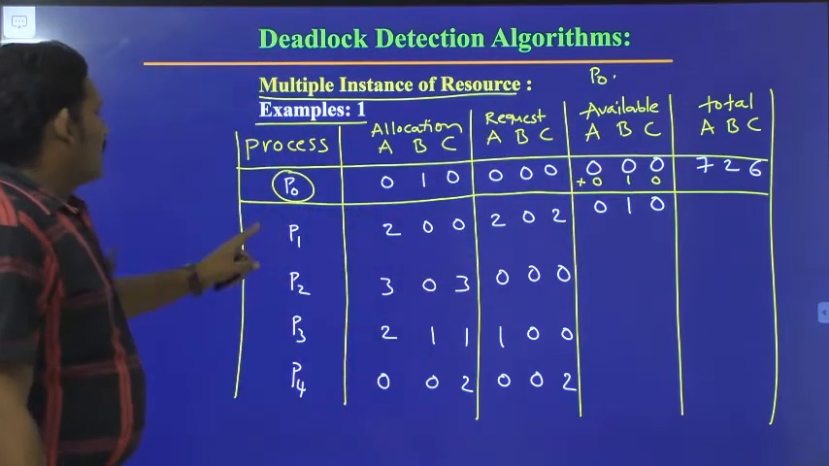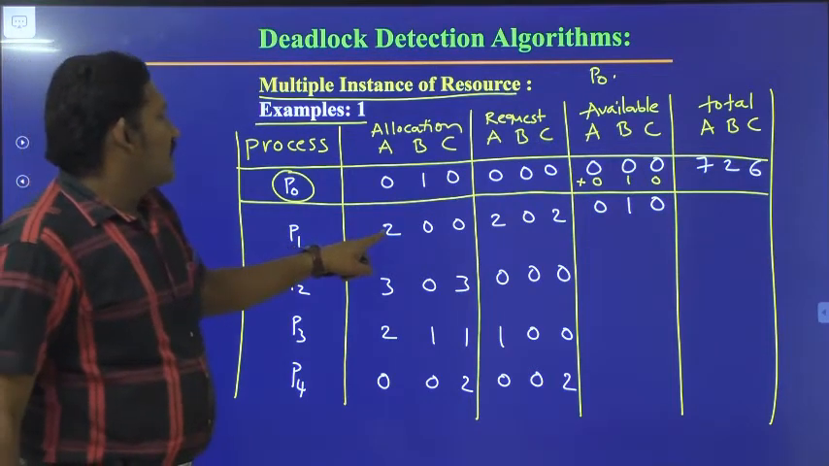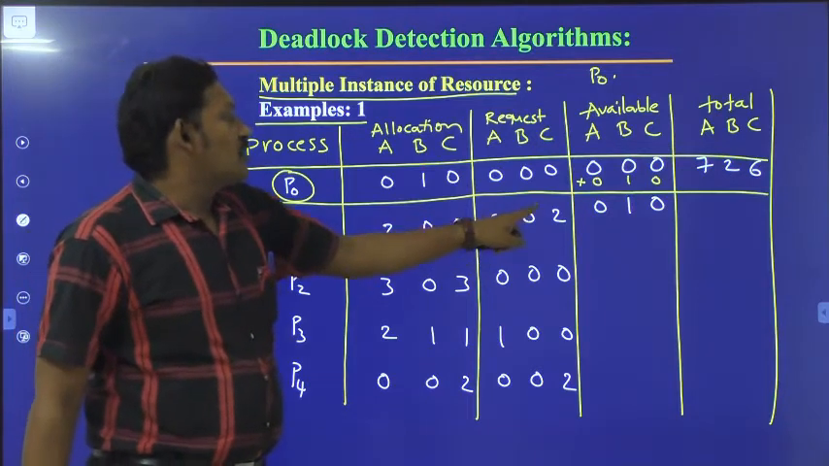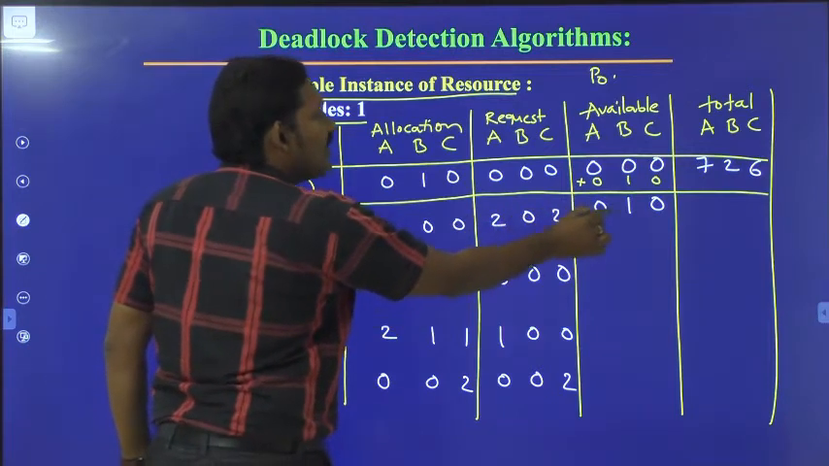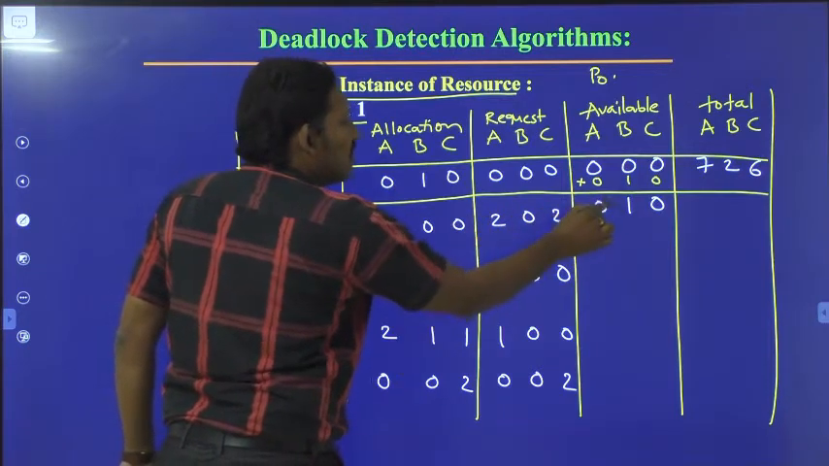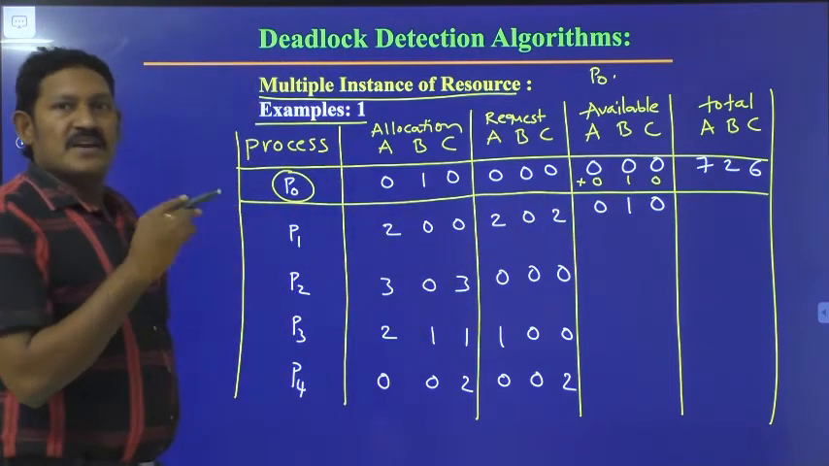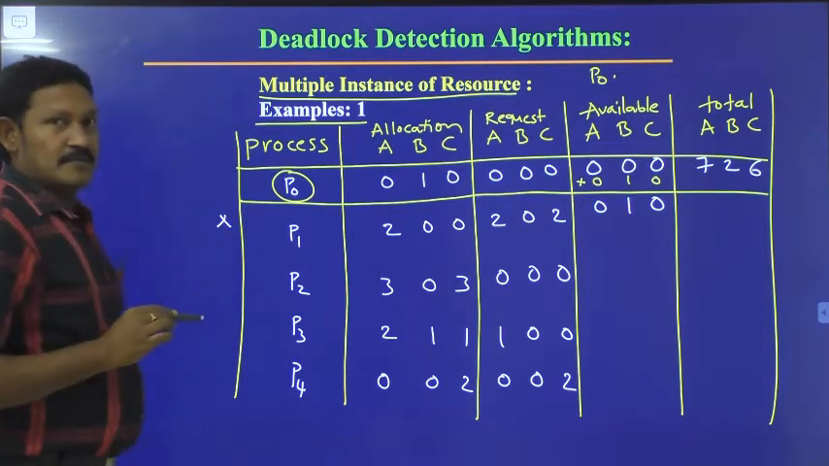Now we will go for P1. P1 is allocated 2, 0, 0 and is requesting 2, 0, 2. But the available resources are 0, 1, 0. Here it requires 2, and available is 0. So P1 is not possible.